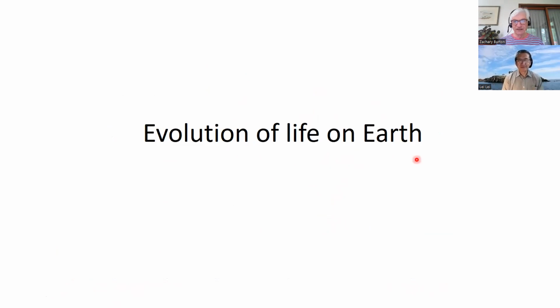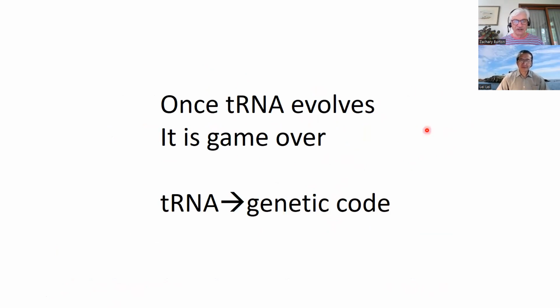Okay, so evolution of life on Earth, that's what's under discussion. But realize that once you generate tRNA, once tRNA can be chemically evolved, it's game over. You've evolved life. And the reason is that tRNA is a system that can teach itself to code and to generate the genetic code. Until you have a genetic code, you don't have life. You need a genetic code because you need diversity of protein synthesis to sustain living systems.